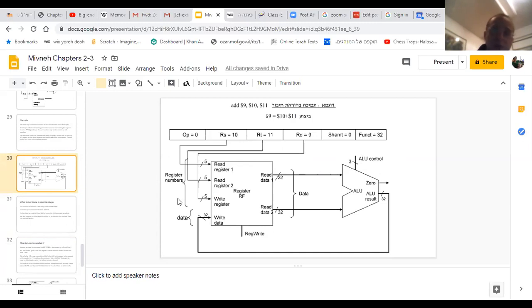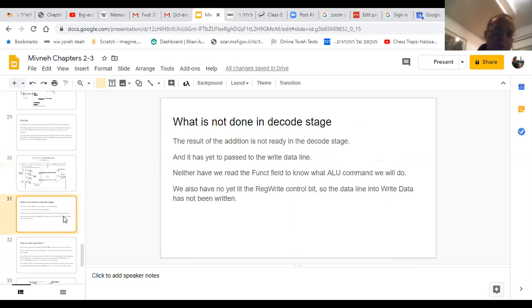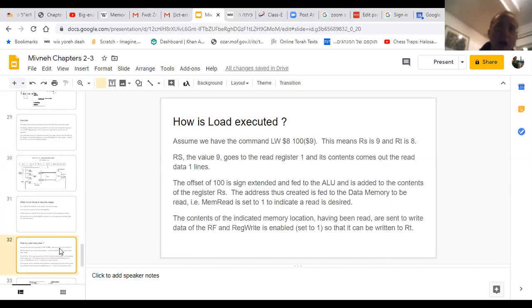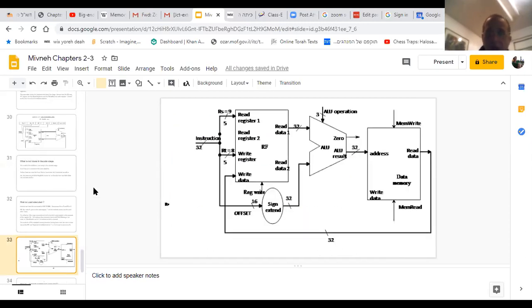But in the same stage, we might have gotten a different command. It might have been a load word command. Remember, we're at the point where we're deciphering what the command is. So how is the load executed? Assume we have this command, lw 8, 100(9). This means that RS is 9, RT is 8. RS, the value 9, goes to read register 1, and its content comes out of the read line. I think I have a picture of this.